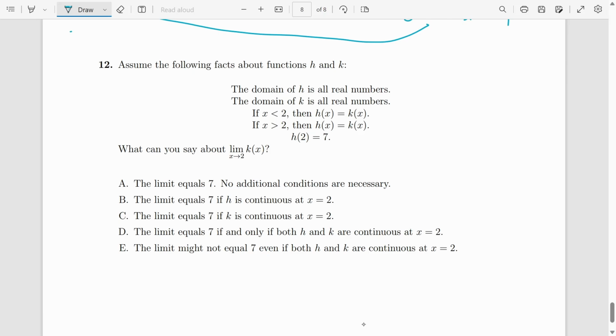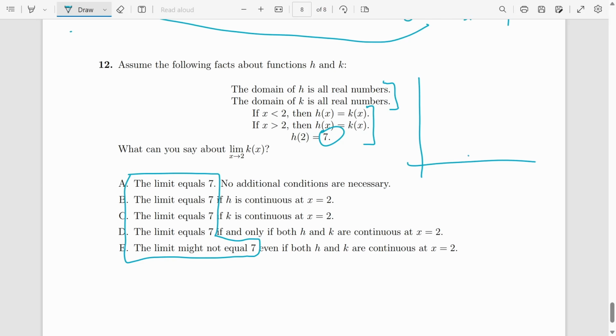Okay, number 12, last one for this exam. Assume these facts about two functions h and k. They're all real numbers. And then three definitions of sort of a piecewise function with multiple definitions. And then it asks about what you can say about the limit as x approaches 2 of k. You'll notice they're all asking about if the limit of k equals 7, which is this 7. That's what they're asking about. And this would be really useful to graph out too. So let's go ahead and do that.